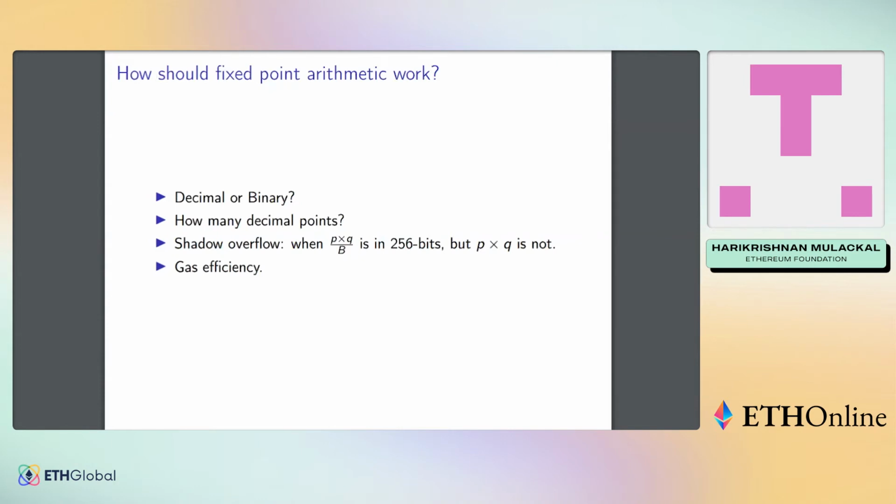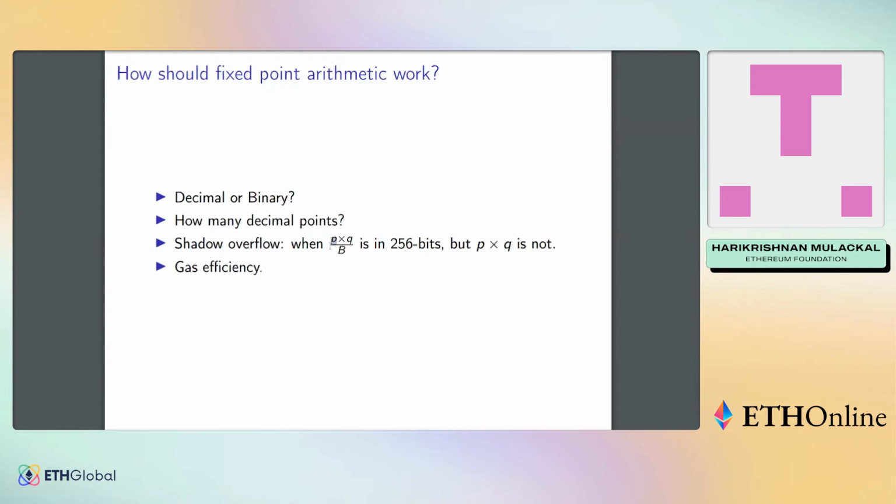To give an example, there are multiple ways to implement fixed point types. You can ask the question, should it be decimal or should it be binary? And how many decimal places: 18, 20, 24, or 6? And there is a third point, which is very interesting. I like to call it the shadow overflow, or some people call it the phantom overflow.